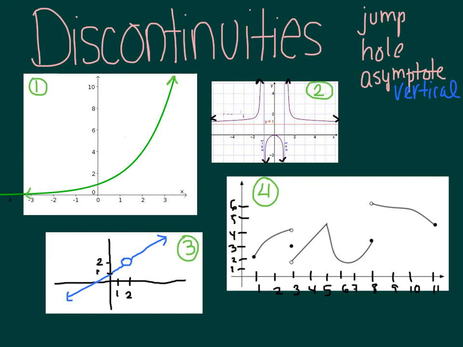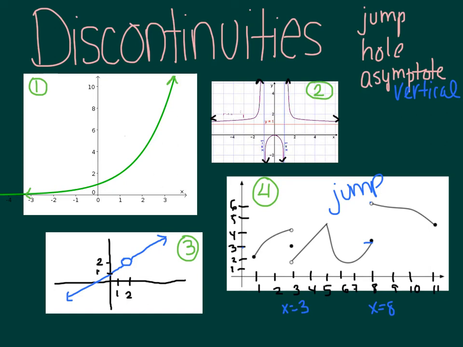So in example 4, we have a discontinuity at x equals 3 and a discontinuity at x equals 8. They're usually identified by their x value. So we would say at x equals 3, there's a discontinuity, and at x equals 8. These are both examples of jump discontinuities. There's a break in the graph, and then we pick it up again at a different y value. We were at y equals 3, and then we jumped up to y equals 6.